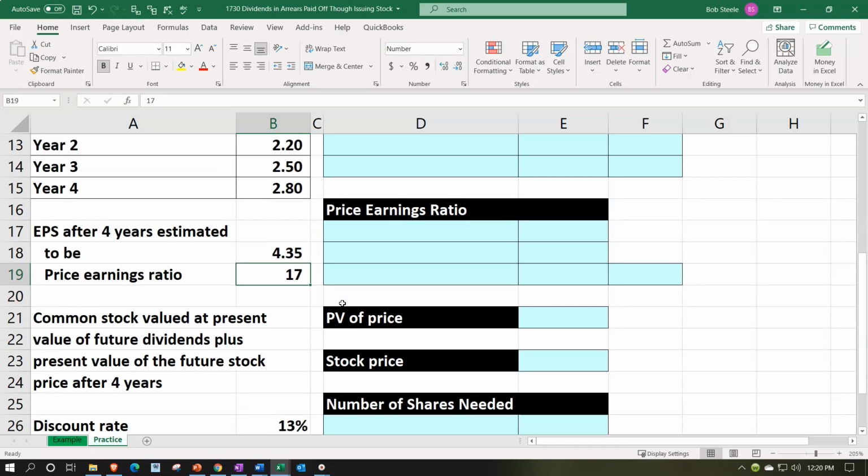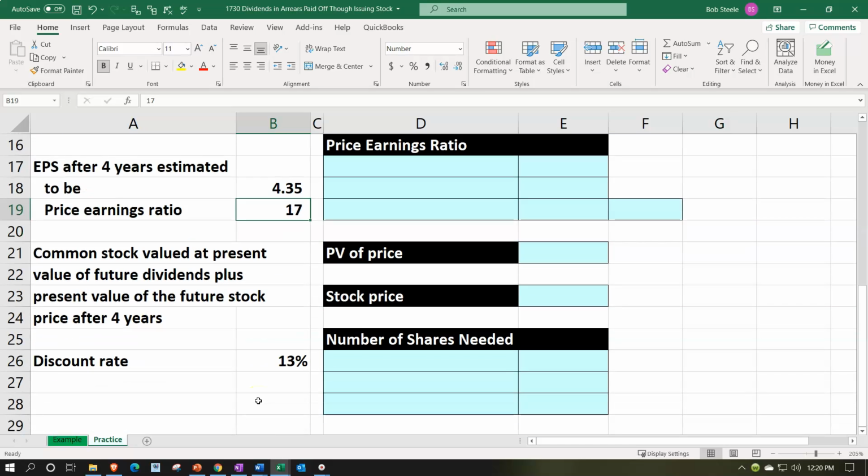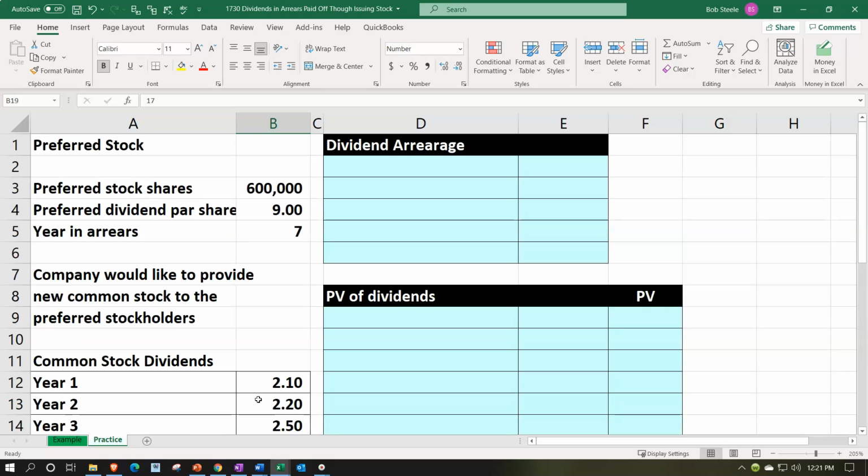The common stock value is the present value of future dividends plus the present value of the future stock price after 4 years. So we're going to have to figure out what we think the value of the common stock will be. In other words, discount rate at the 13%, so that we can determine how much we're going to need in order to pay off the dividends that are in arrears.